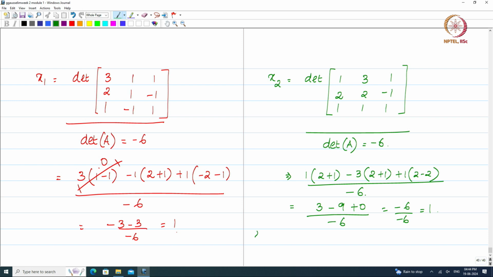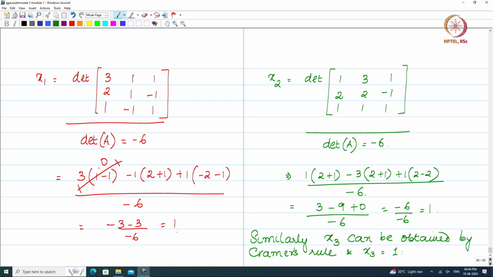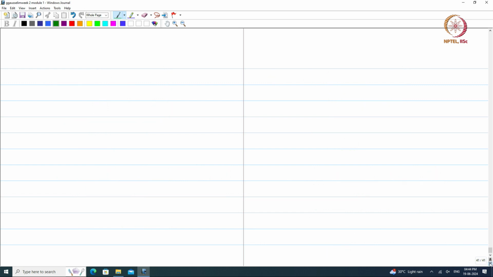You do it, similarly you can get the value of x3. x3 can be obtained by Cramer's rule, and the x3 value is one. Yeah. So, what is it that we see here?